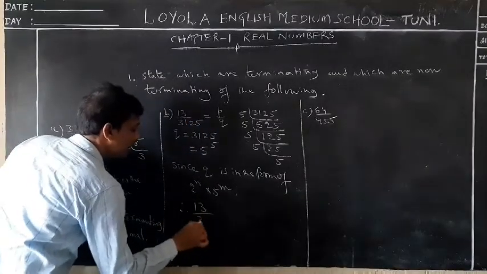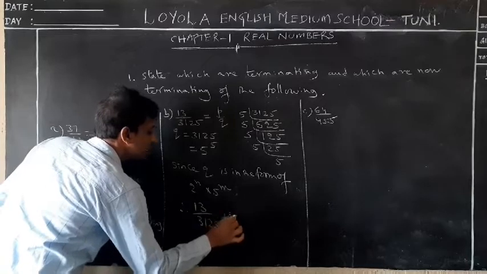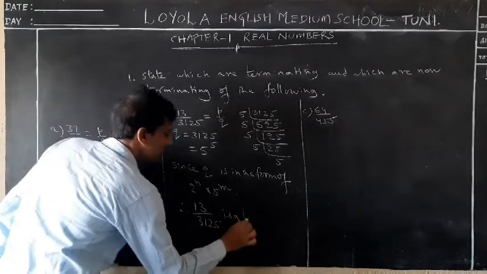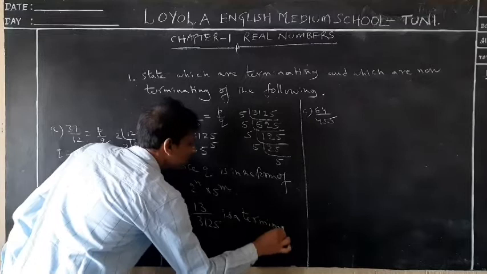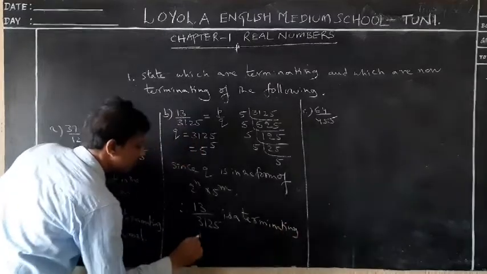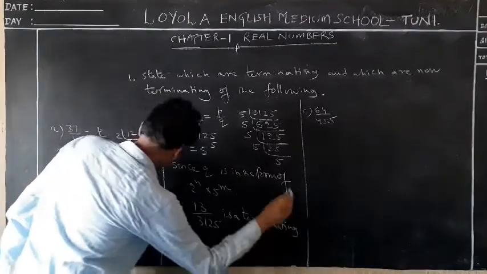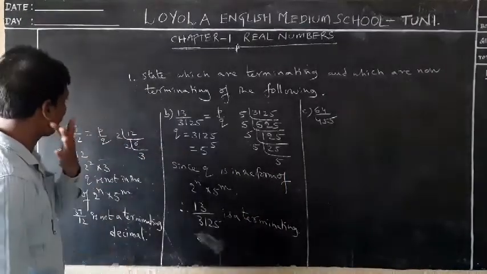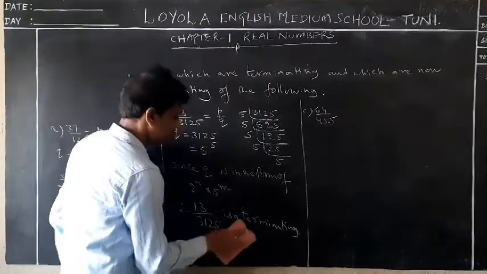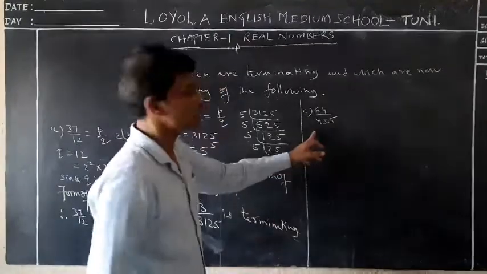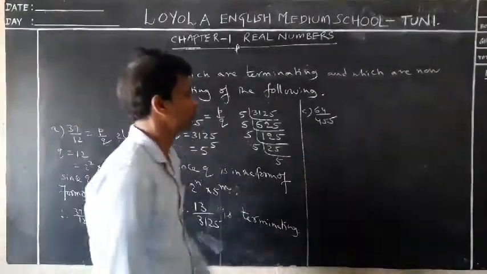Therefore, 13 by 3125 is a terminating decimal. Let us go through the last one.